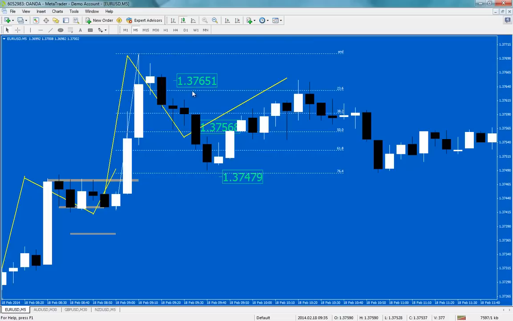So price came up, picked up our order at 37.56, dropped down, just missed our stop at 37.47, and made a move up to 37.65, actually hitting our profit target by 1/10 of a pip. But we don't care. It worked. So this is something we use all the time.